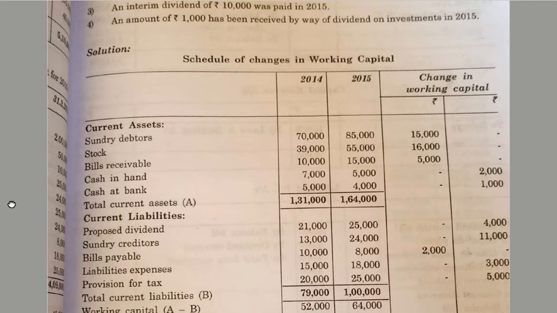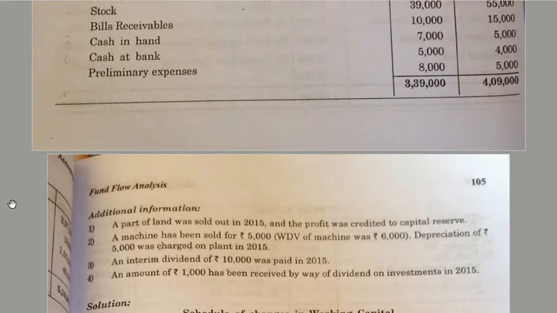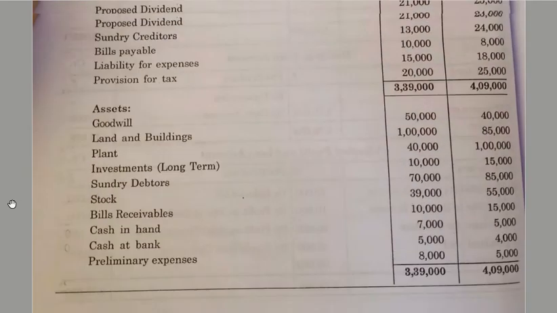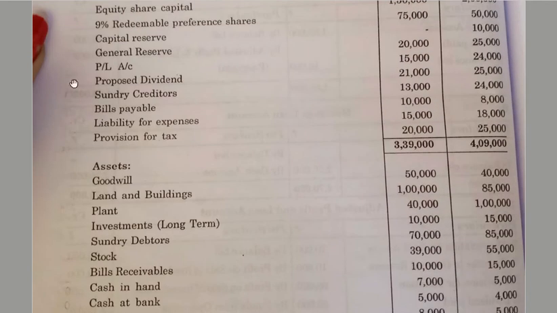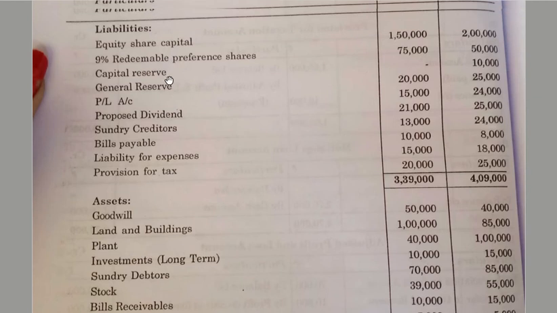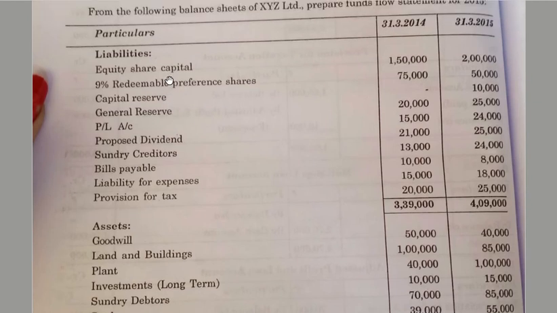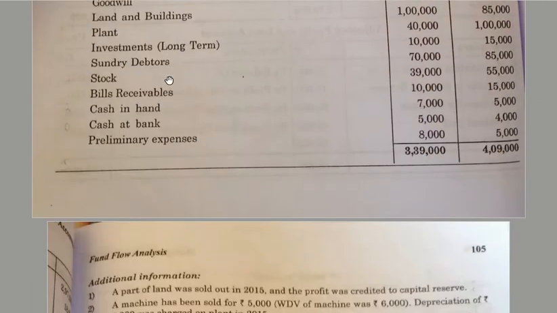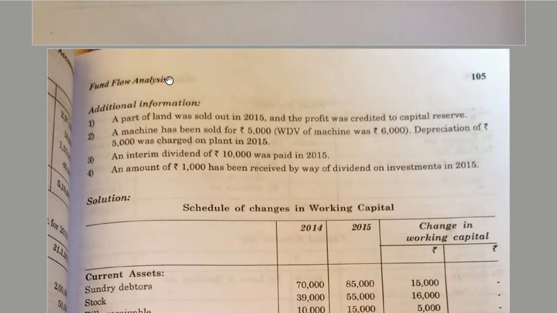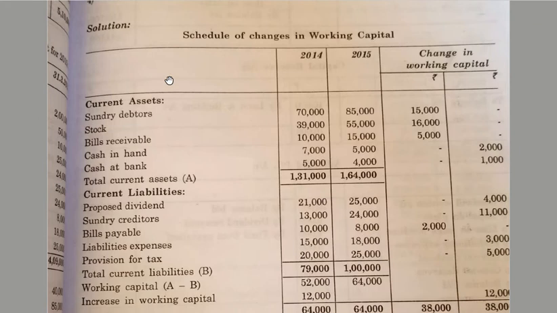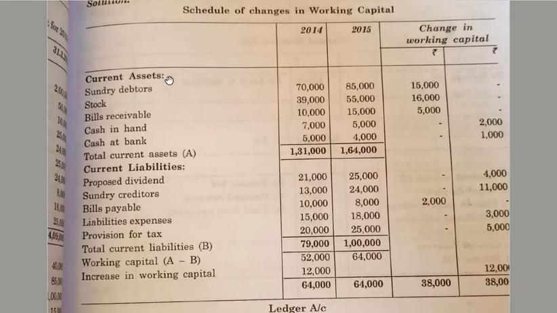You start with schedule of changes in working capital. In this, if you see, you do not have anything regarding your provision for taxation and proposed dividend. Here it is given in your balance sheet and you do not have any adjustment regarding it, so you can take it once and consider it as a current liability and take it in your schedule of changes in working capital.